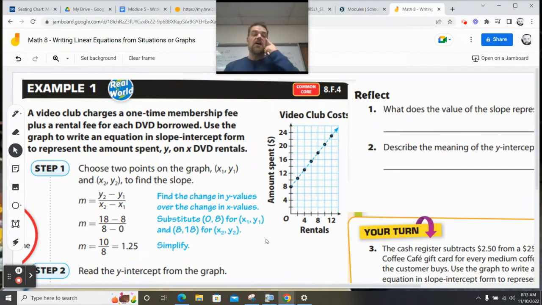Example number 1, it says a video club charges a one-time membership fee. Man, you guys don't even know. Do you guys remember Family Video or Blockbuster? Yeah? Okay.